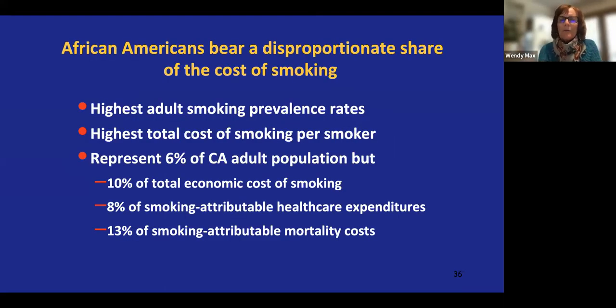So the results that we found for the African-American community made sense. African-Americans bear a disproportionate share of the cost of smoking in California. The smoking prevalence was the highest, I think at the time it was 19%. It was the highest cost of smoking per smoker, over $7,000 per smoker. And if you look at how it breaks down, 6% of California's adult population is African American, but yet they bore 10% of the cost of smoking, 8% of the healthcare expenditures, and fully 13% of mortality costs. So this is clearly a disproportionate share of the burden of smoking.